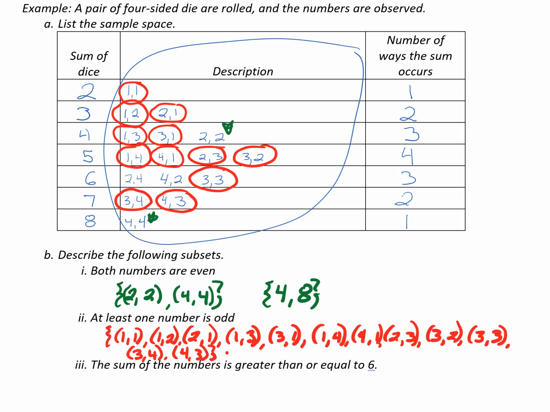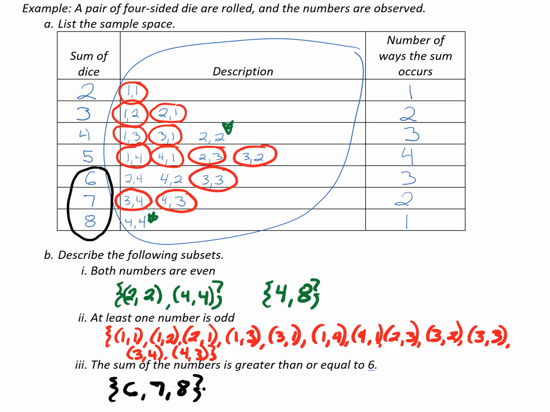Okay. Let's finish this off with the last question. It says the sum of the numbers is greater than or equal to 6. So the sum of the numbers is greater than or equal to 6. Here we're focusing on the sum. So I'll focus on the sum. We can either have a 6, a 7, or an 8.